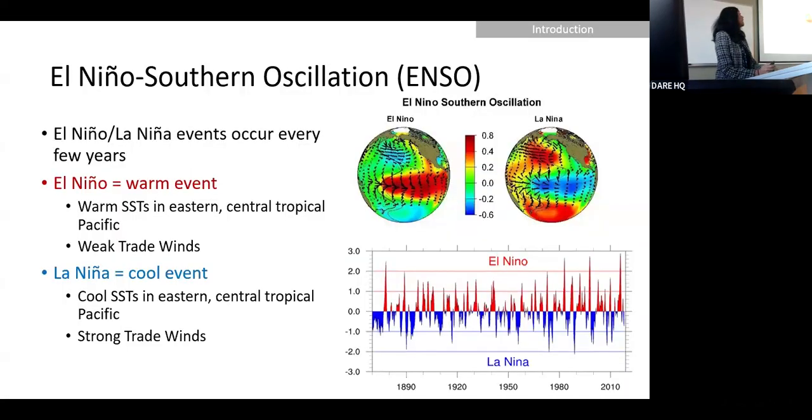So El Niño-Southern Oscillation is what ENSO stands for, and we're just going to call that ENSO. You've probably heard of El Niño and La Niña events in the news. They happen every few years. An El Niño is a warm event and a La Niña is a cool event. And these arise in the eastern and central tropical Pacific.